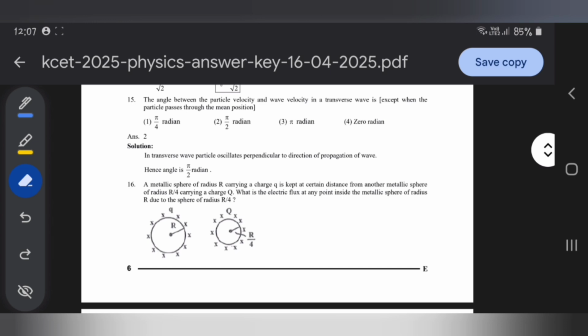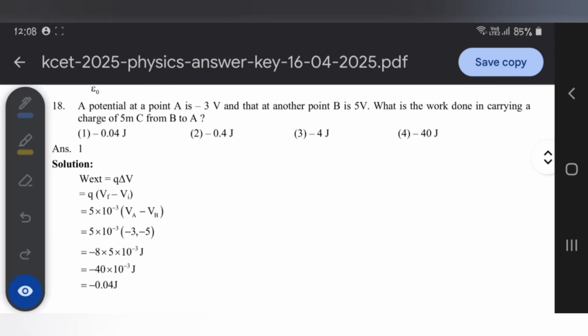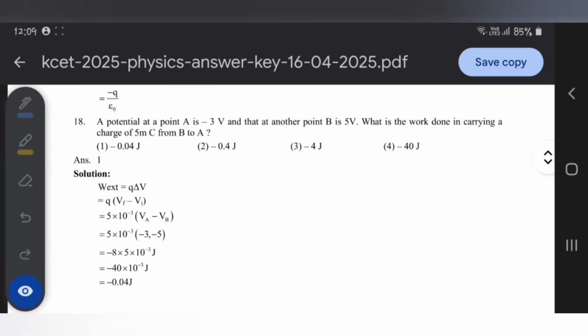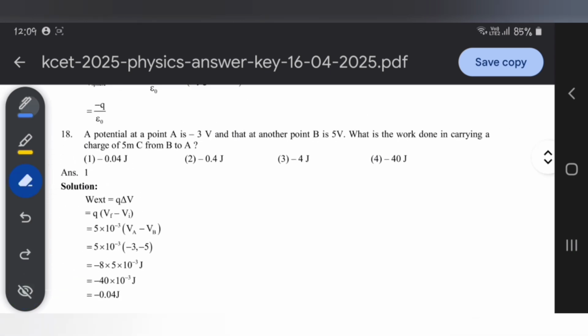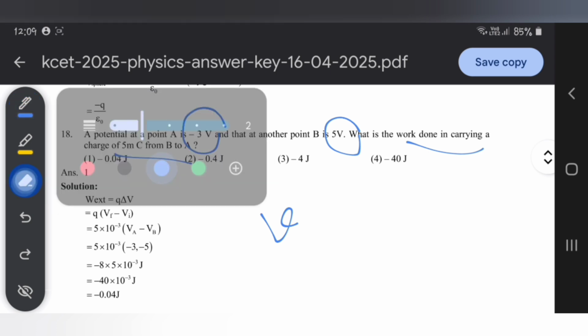Next, moving forward. Look at this particular question. Again, a simple question. It is said that the potential at the point A is minus 3 volt. Another point is 5 volt. Now they're asking you to find out the work done to carry a charge from this to this. So when you're doing some work to carry a charge, remember that is always V.